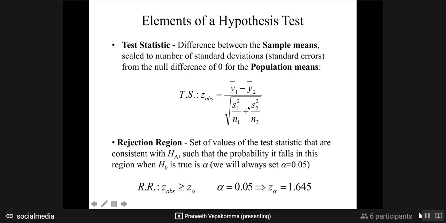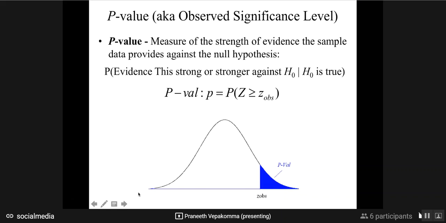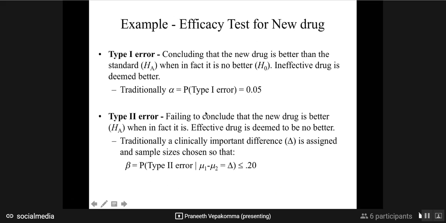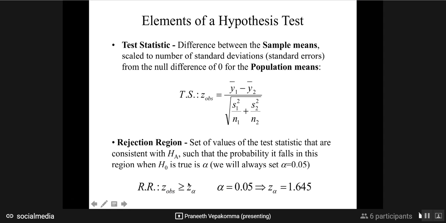You have the test statistic, the same thing I showed you here. Now how do I take this out? Is this blocking what's in here? Yeah, the bottom part. Can you see the screen now? Yeah, we can see the formula. Okay, now you can see it.